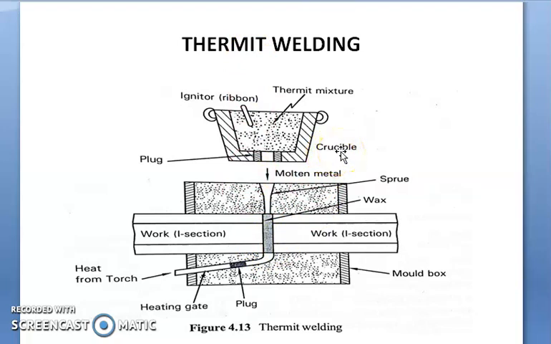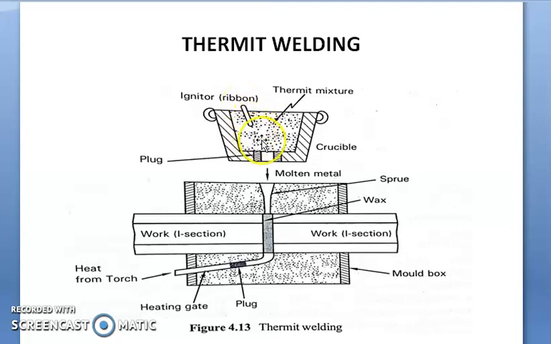In casting we already discussed the molding box, how casting takes place, and the different steps involved in the casting process, and what is meant by a crucible and the various types of crucibles. A crucible is used to convert solid material into molten form. The same principle is used here. We have to add the thermit mixture, that is iron oxide and aluminum powder, and then this mixture is brought to ignition with the help of an igniter.